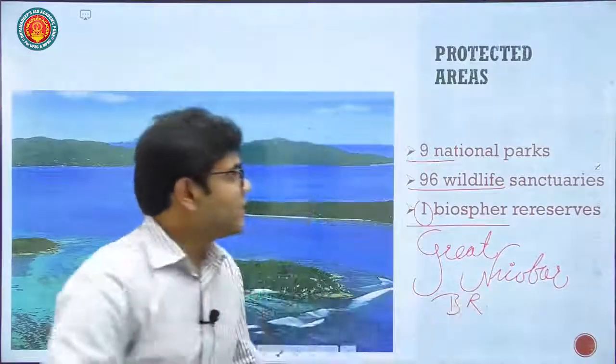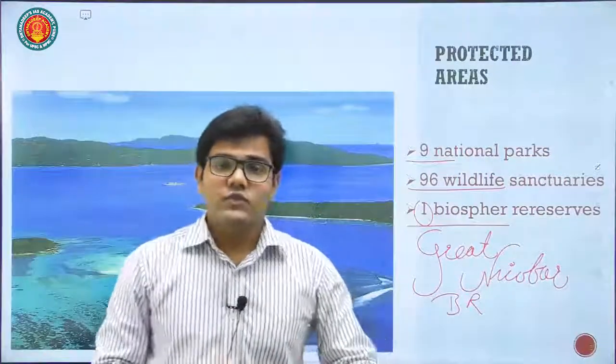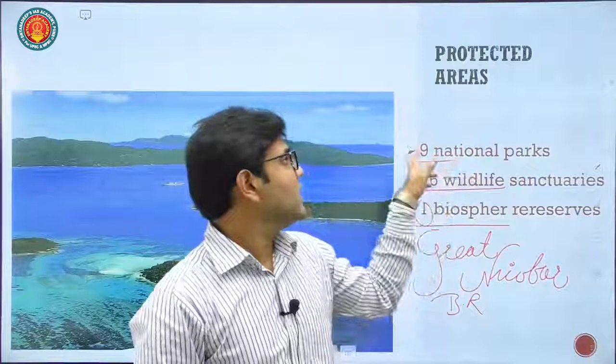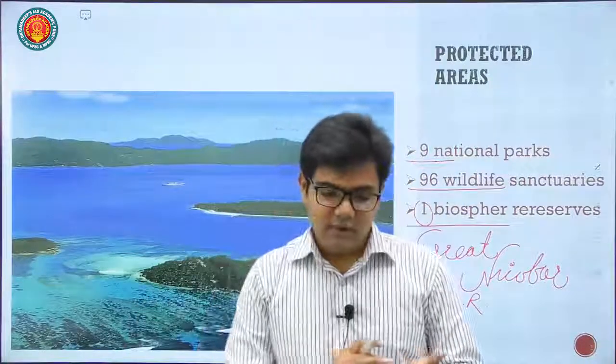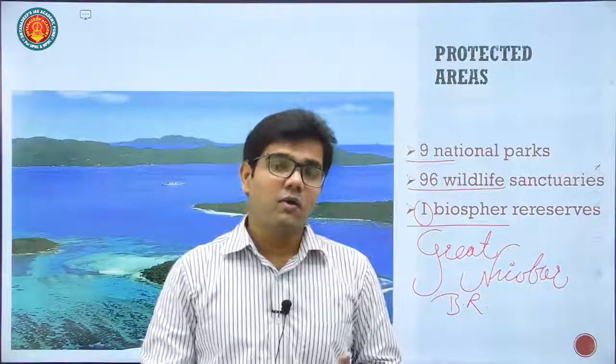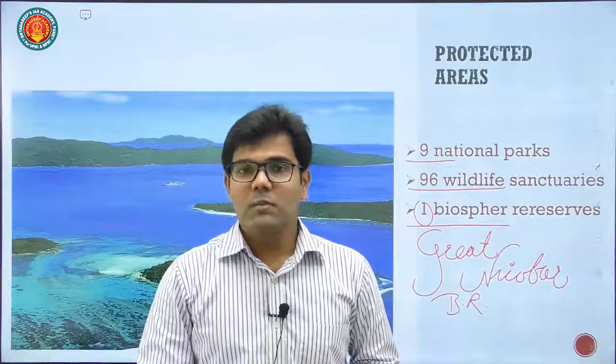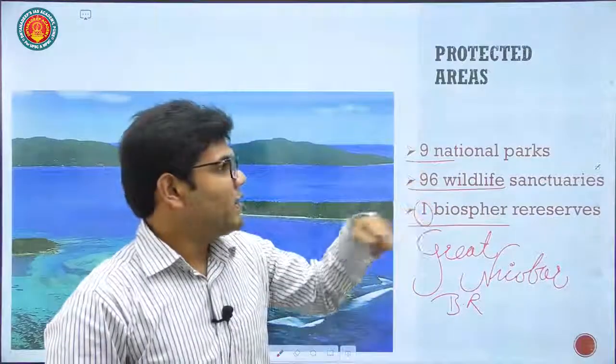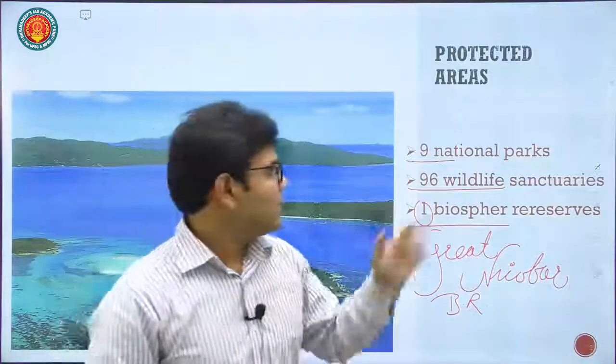Among union territories, they can ask you which union territory has the highest number of national parks. The answer is the Andaman and Nicobar Islands. Here we have 9 national parks. For example, we have Mahatma Gandhi National Park, then Rani Jhansi National Park. We have North Button, South Button, and Middle Button National Parks, and Saddle Peak National Park. Likewise, we have 9 national parks in Andaman and Nicobar.